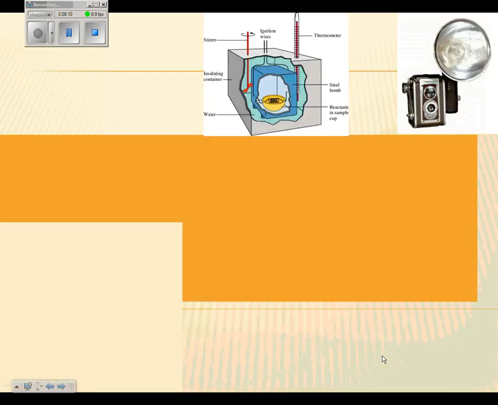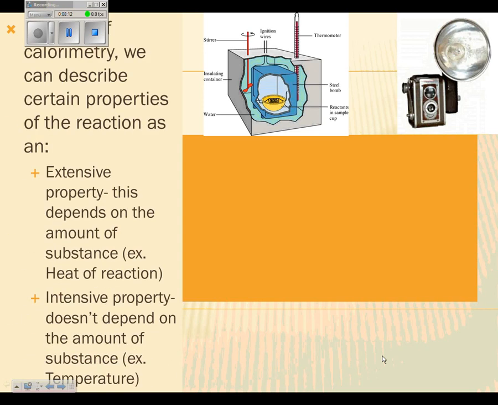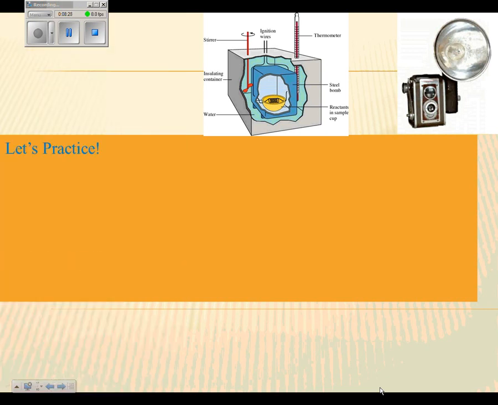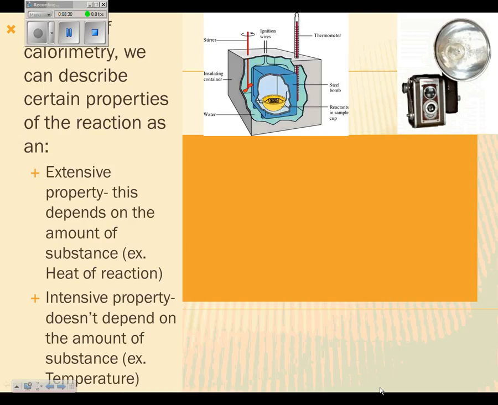Here are some other calorimeters. A bomb calorimeter is kind of the same thing, except it's a closed system. You can describe these in terms of extensive or intensive properties. This isn't something we spend a lot of time on, but let's go back and look at the definition. An extensive property depends on the amount of the substance that you have. An intensive property does not depend on the amount of the substance that you have.